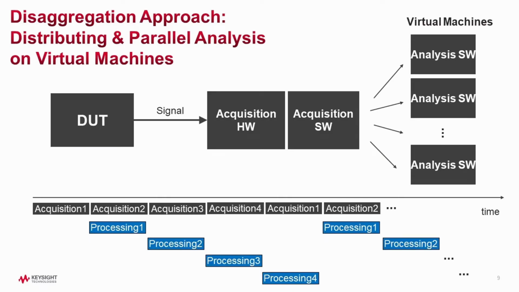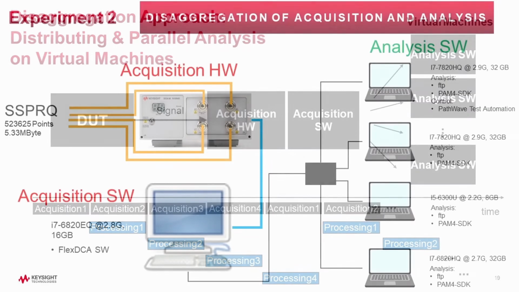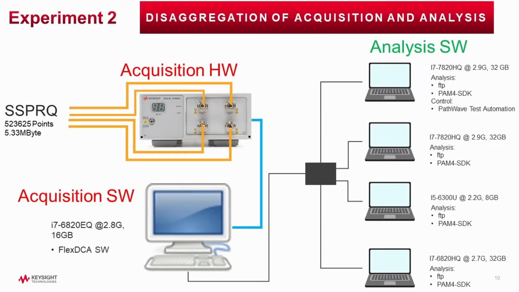Now let's look at the disaggregation approach. Here, the acquisition and analysis tasks run on different computers. If the waveform analysis takes longer than the acquisition, the analysis is distributed to run on several physical or virtual machines in parallel. In the second experiment, the acquisition is set up exactly the same as in experiment 1.